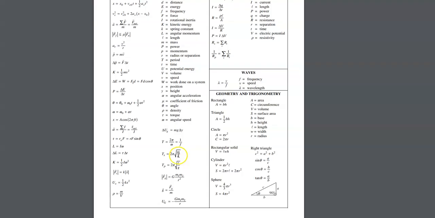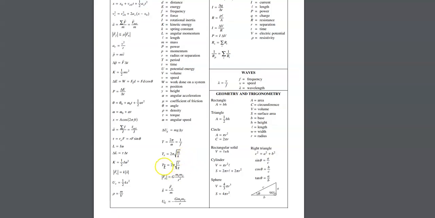A kind of stranger application of this is that if you do a little bit of algebra and solve this equation for k, you'll see that if you graph the period versus, or actually period squared versus the mass, that can also be related to the spring constant.